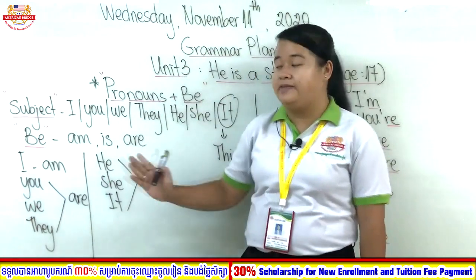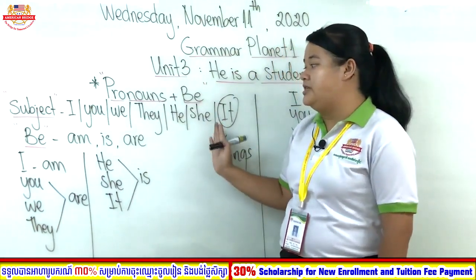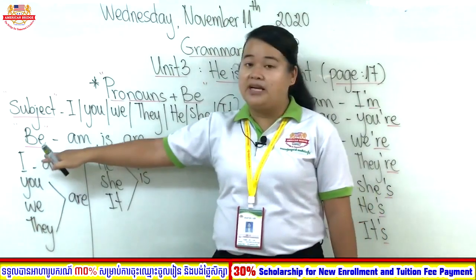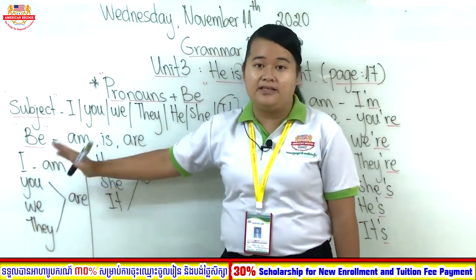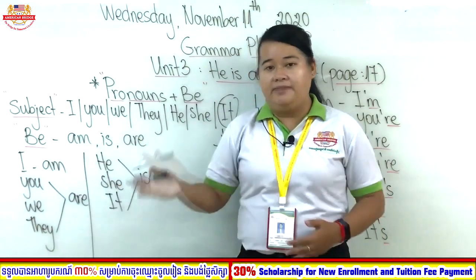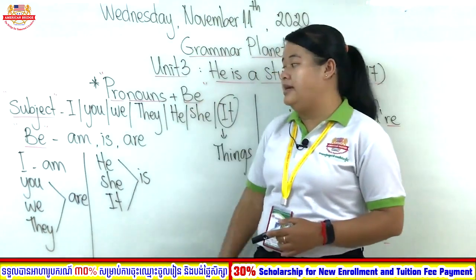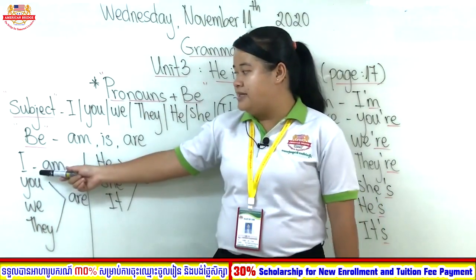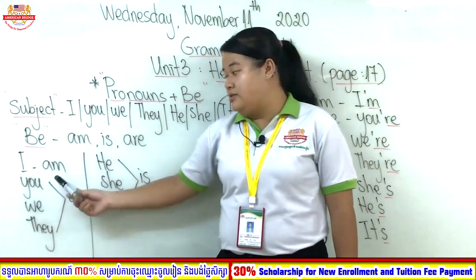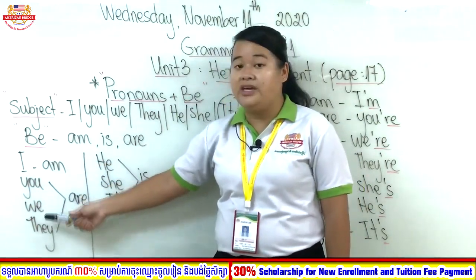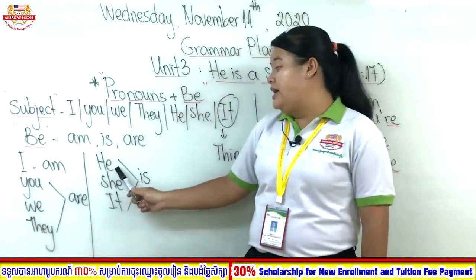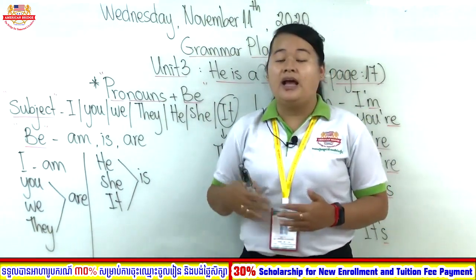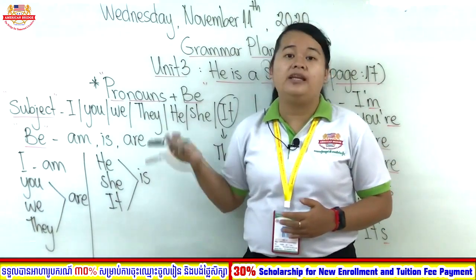As you know already, the subjects we have are I, you, we, they, he, she, it. And these subjects we need to use with be, which is am, is, are. Sometimes we call this the verb to be, but in short we call it be. You need to remember that be has three forms: am, is, and are, right? I you need to use with am. You, we, they, you need to use with are. He, she, it, you need to use with is, right? Everyone, you need to remember the subjects that go with be.